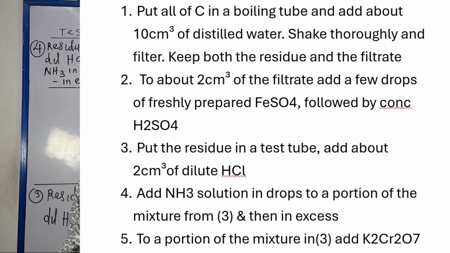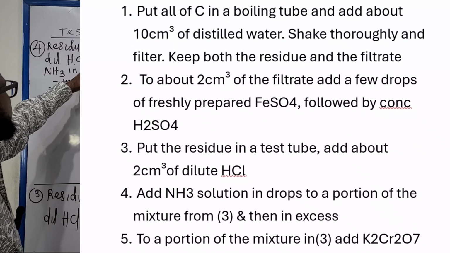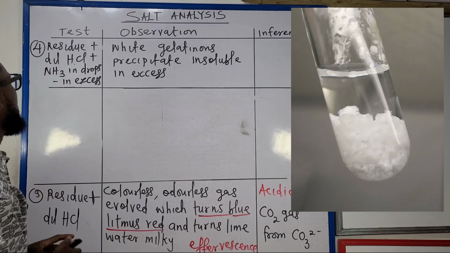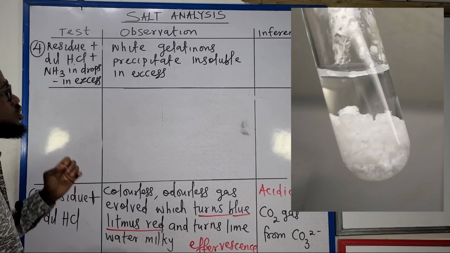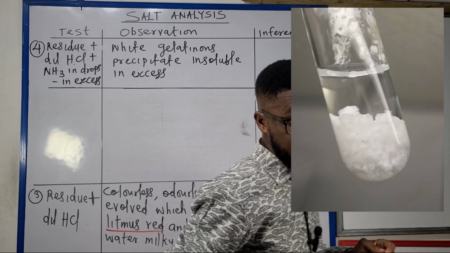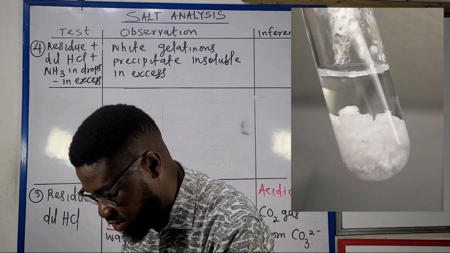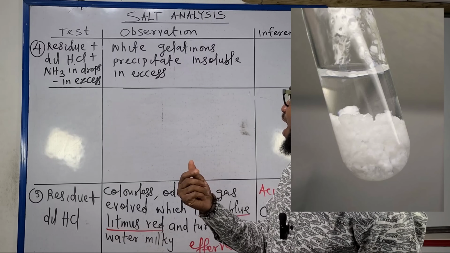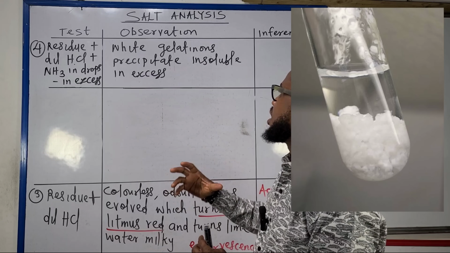It says add ammonia solution in drops to a portion of the mixture from 3 and then in excess. So that means the residue plus HCl plus ammonia solution, in drops and then in excess. You see, when you add aqueous ammonia to this mixture, what you're going to have is a white jelly-like precipitate. We call that a white gelatinous precipitate. Jelly-like precipitate is going to be in that mixture that will not dissolve.